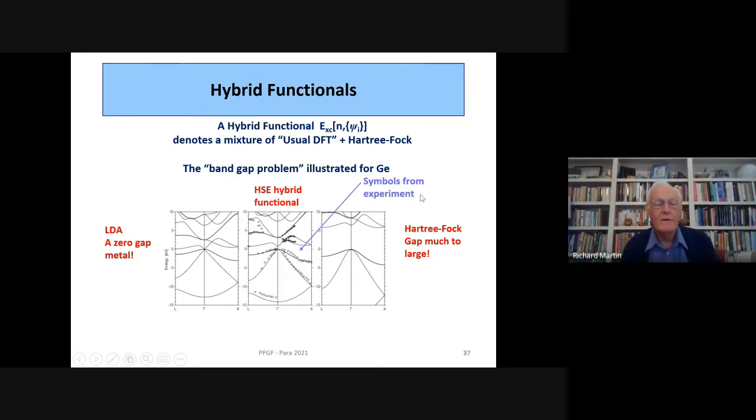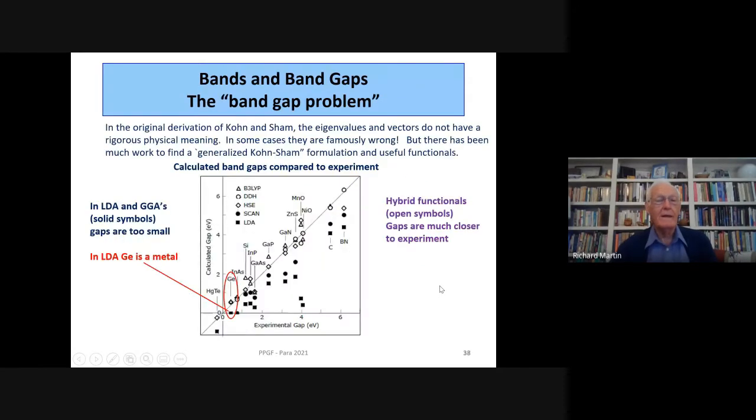But in fact, with the improved functionals, here's the kind of result. The dots are experiment, and the lines are what's given by the HSE hybrid functional. If you look at very large numbers of compounds, this is one of these plots where experiment is plotted on the horizontal axis and theory on the vertical axis. If there was perfect agreement, the answers would be along this 45 degree line. All the functionals that use the density only are much too low, and the ones that use hybrids are much, much better. Here's an example of germanium, which was a metal in the local density approximation, and it's much better in these newer functionals.